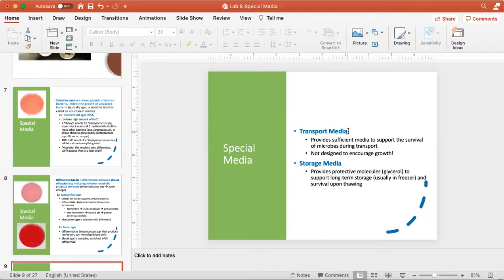Transport media is used to literally transport cells from one place to another, usually from where the cells are being collected, like at bedside in a hospital, to where those cells are going to be analyzed, the microbiology laboratory. Remember, transport media does not encourage the growth of cells. It has just enough nutrition in it to keep the cells alive during the transport period. It just has enough nutrition to keep those cells alive, but it's not going to encourage them to grow.